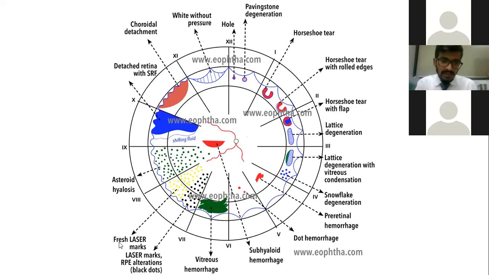Then the laser marks, in a post-RD patient or a diabetic patient: fresh laser marks are yellow in color and old laser marks are black in color. A detached retina is always blue in color. If there's shifting fluid, you draw it with a blue crossed line. So white without pressure is blue crossed. I'll come to each and every part also.